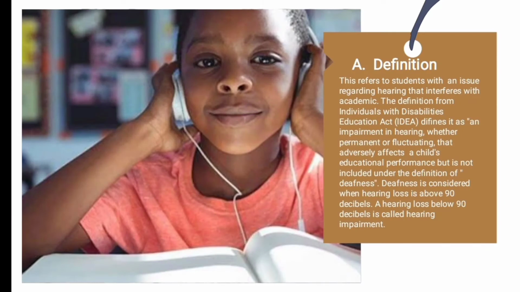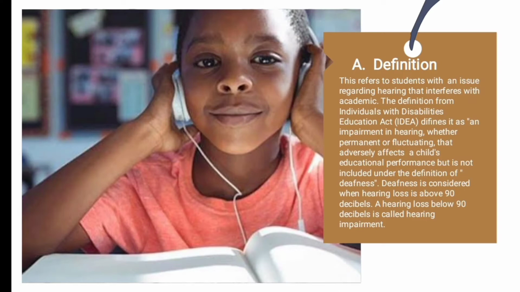This refers to students with an issue regarding hearing that interferes with academic performance. The definition from the Individuals with Disabilities Education Act, or IDEA, defines it as an impairment in hearing, whether permanent or fluctuating, that adversely affects a child's educational performance but is not included under the definition of deafness. Deafness is considered when a hearing loss is above 90 decibels. A hearing loss below 90 decibels is called hearing impairment.